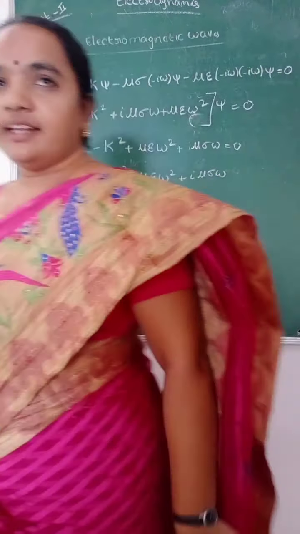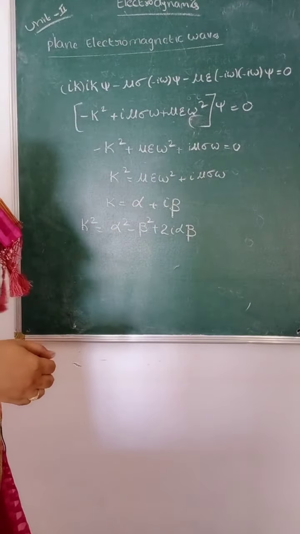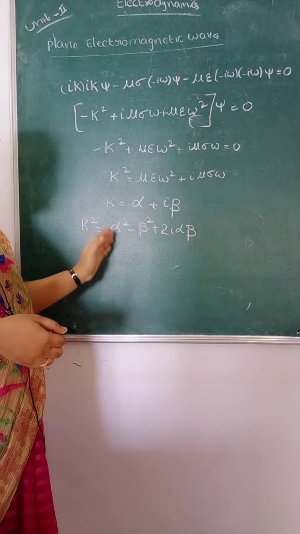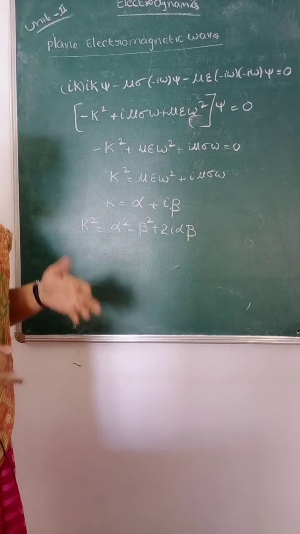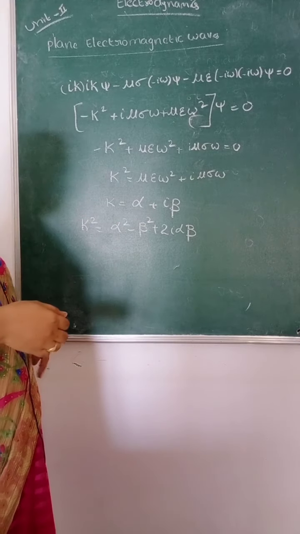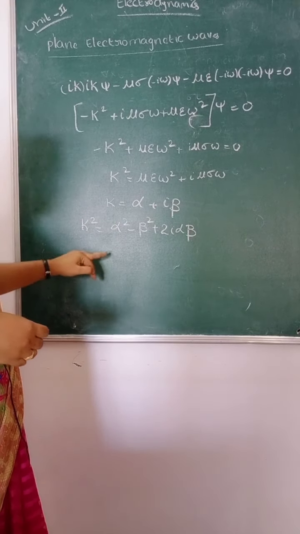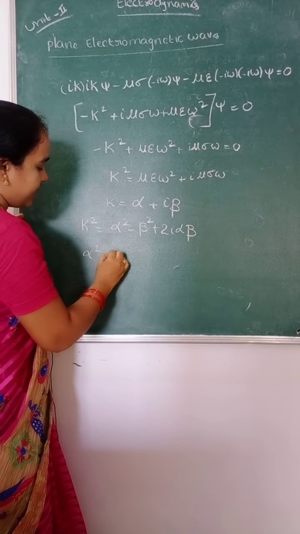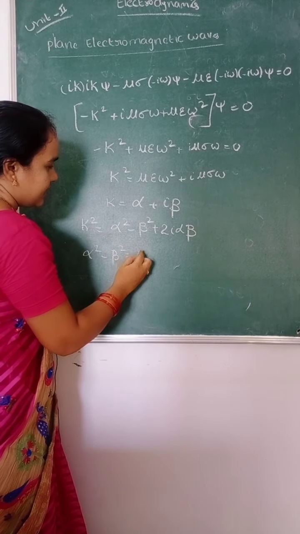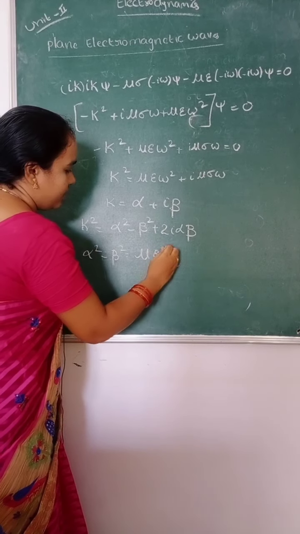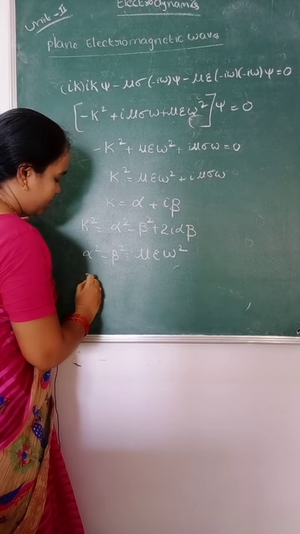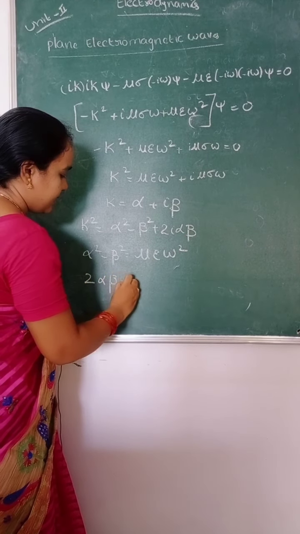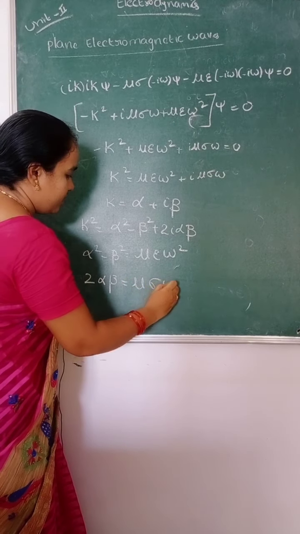So we can calculate these unknown alpha and beta values. Then we can find out what the propagation vector is in conducting media. If you compare these two equations, alpha square minus beta square is mu epsilon omega square, and 2 alpha beta is mu sigma omega.